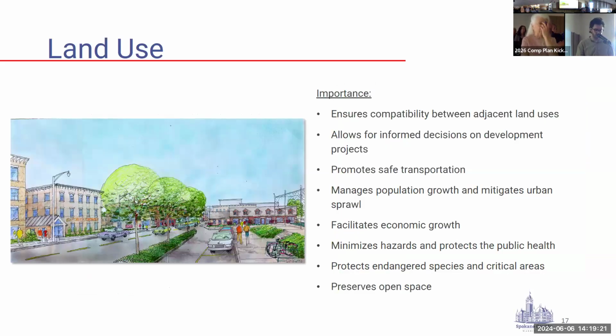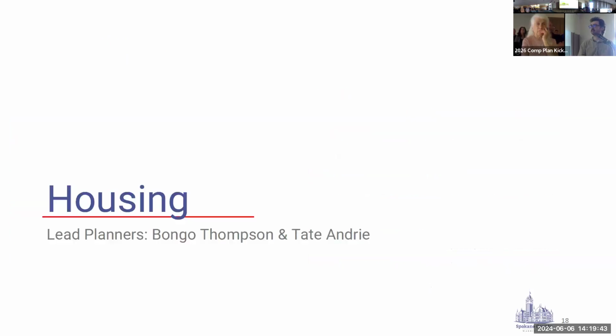And so this is important because land use is arguably the most important tool we have as planners. It is used to accomplish essentially every goal and policy and vision for every element. You can't plan for environmental protections. You can't plan to get all the housing that we need. We can't facilitate economic growth without good land use planning.